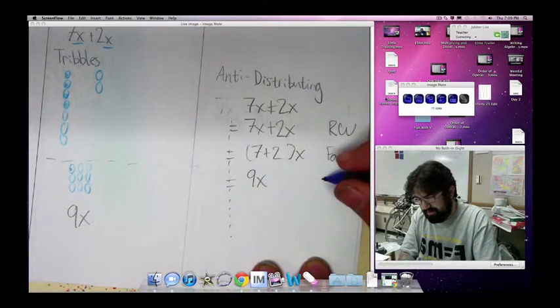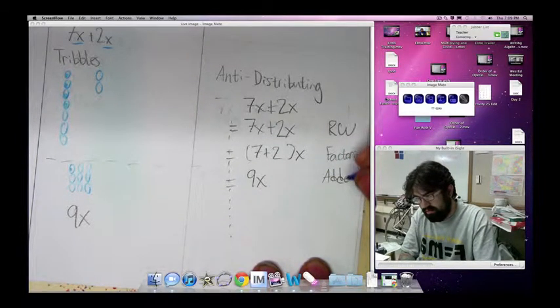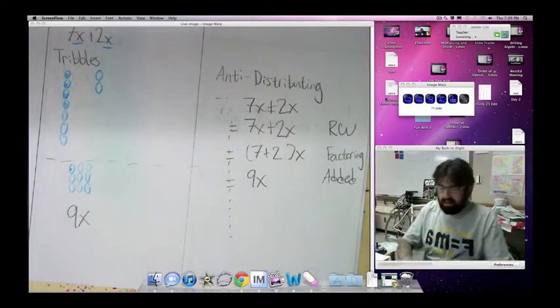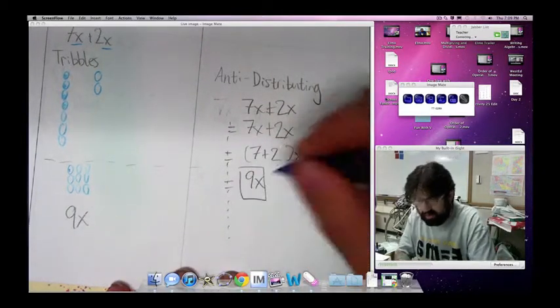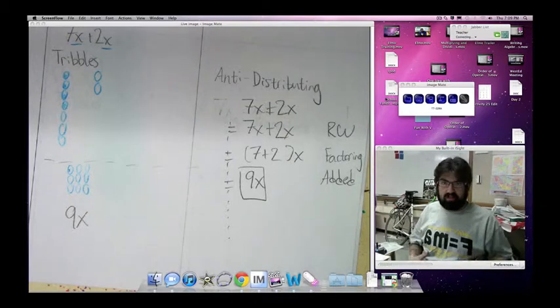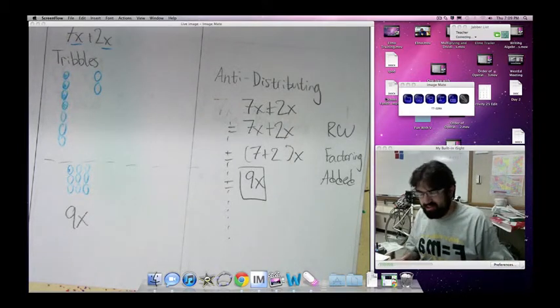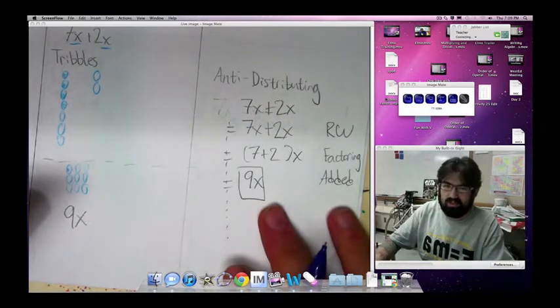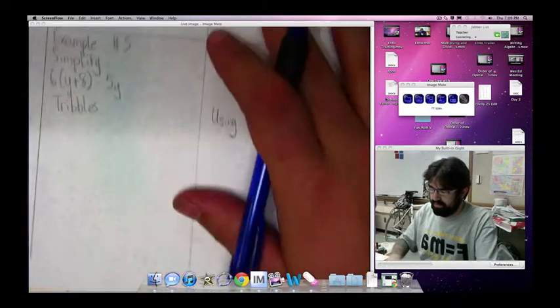Okay, and then we added. Okay, and then that's my final answer. 9x is my final answer. So that's my first step. So two variables that are both the same, easy enough. Let's go on to another one. Example number 2.